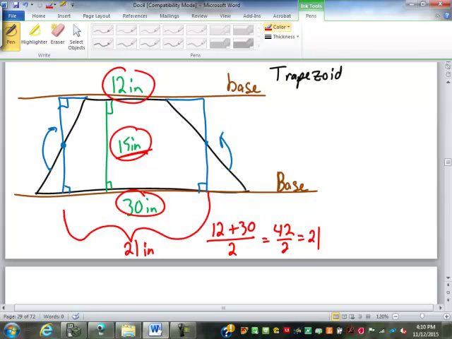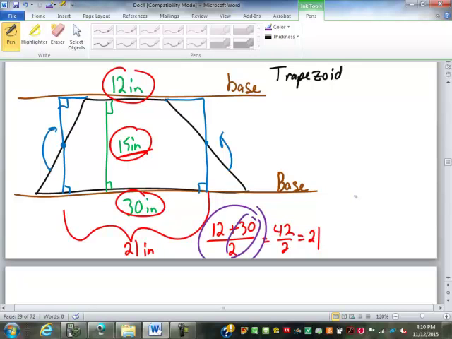Warning here before we move on. When you put this in your calculator, 12 plus 30 divided by 2, do 12 plus 30, then hit equals before you divide by 2. Otherwise, what your calculator will do is it'll divide the 30 by 2 and get 15 and add it to the 12 and give you 27. Not the right answer. So be careful with that.